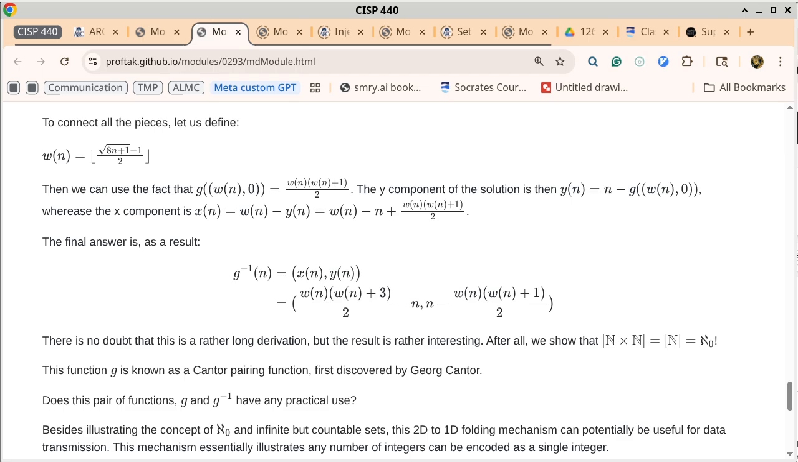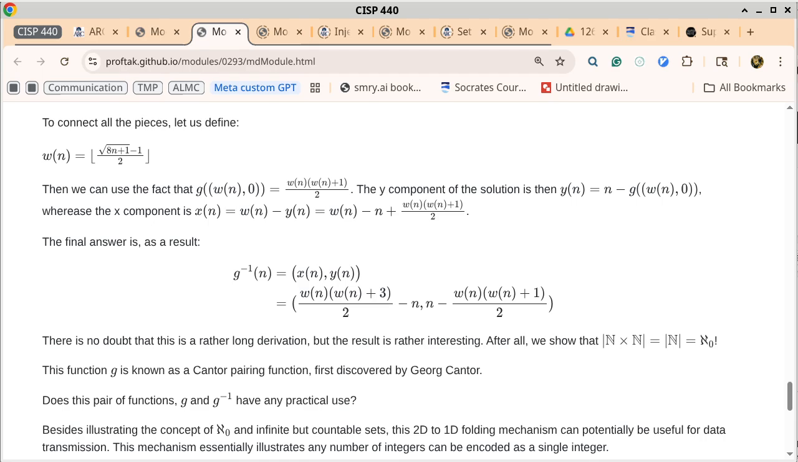G inverse applied to a natural number n is going to be a two-dimensional coordinate expressed as a two-tuple. The first item of the two-tuple, which is the x coordinate, is going to be wn times wn plus 3, that whole thing divided by 2, minus n. And then the second item is going to be n minus wn times wn plus 1, the whole thing divided by 2. It looks kind of tedious, but it works.